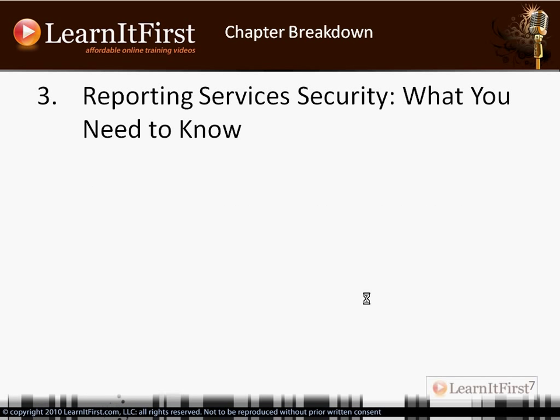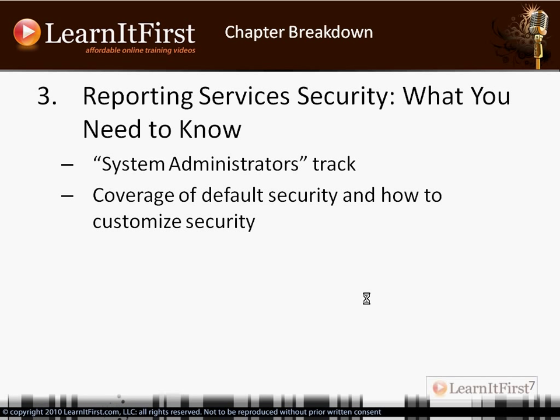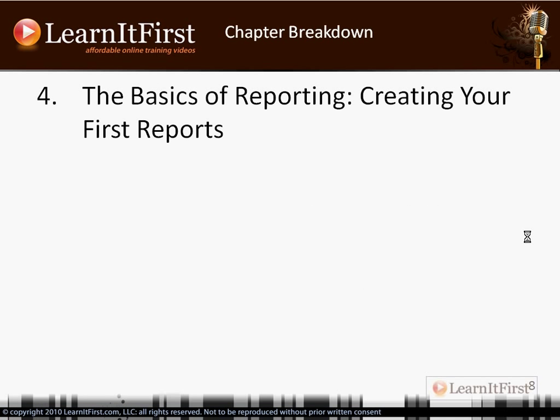Now, for number 3, we're going to have to talk about Reporting Services security. And again, we're still on that system administrators track. So we'll talk about the default security, how to customize security, how to secure the server, the things that we need people to be able to see. We'll grant them access to that, but we want to hide things from other people. Now, Chapter 4 is when we start getting into creating reports.